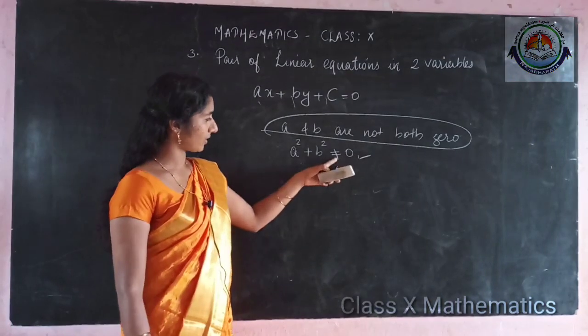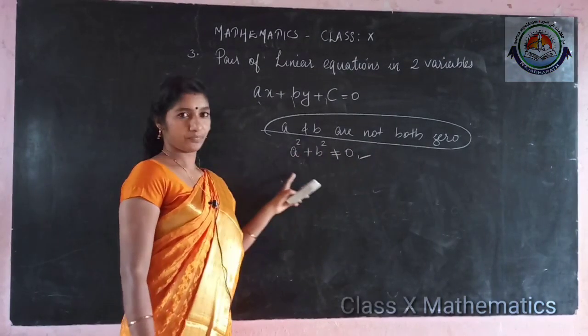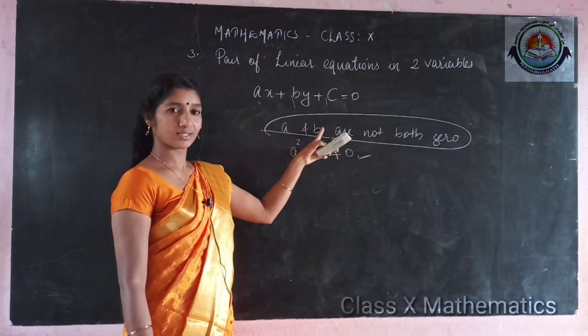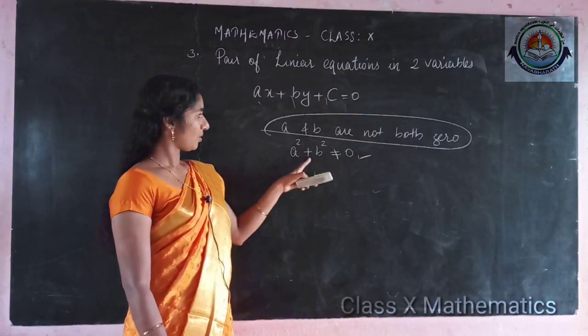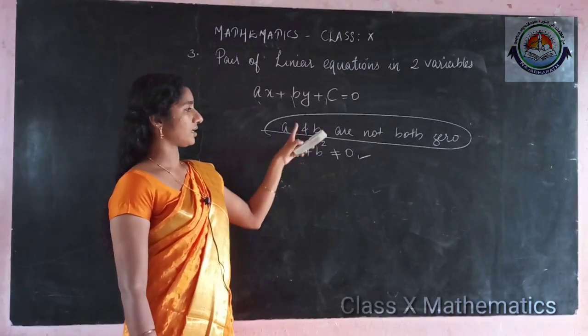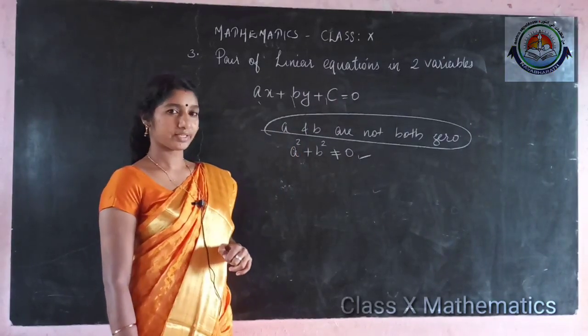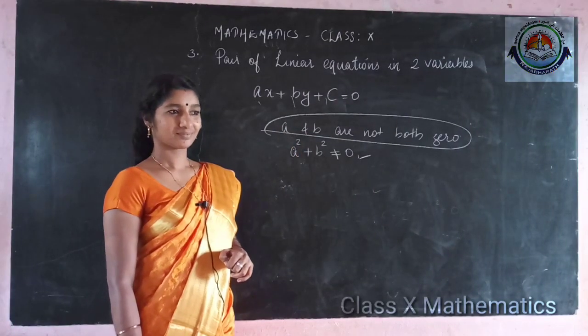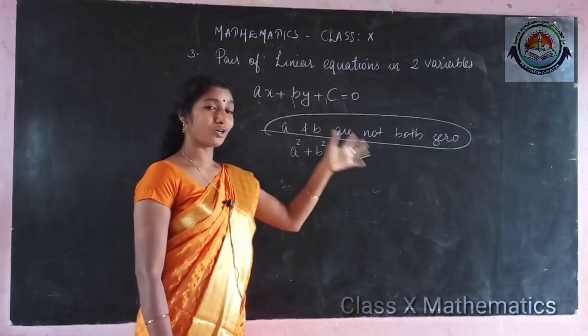Not an equation, actually it is an inequality. But this statement we can use. Instead of using this verbal statement, we can use this mathematical statement. How can you explain this one? Both are the same. This sentence is given by this one. How can you explain a square plus b square not equal to 0?